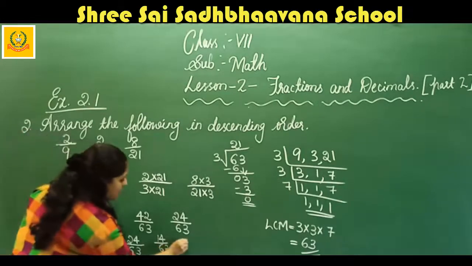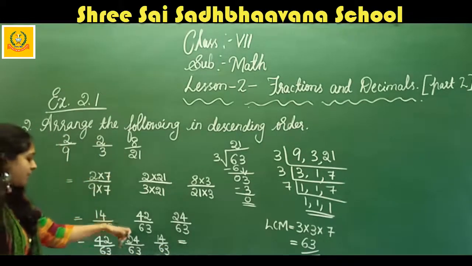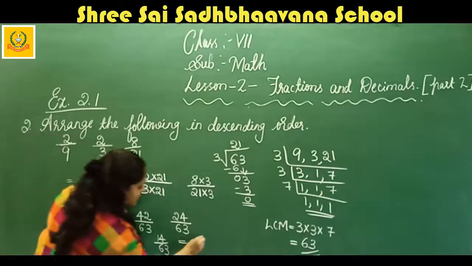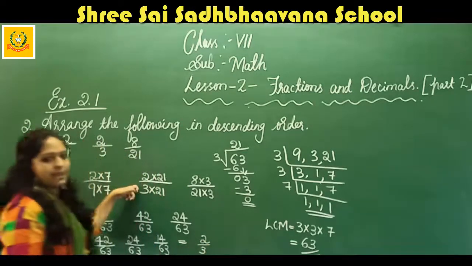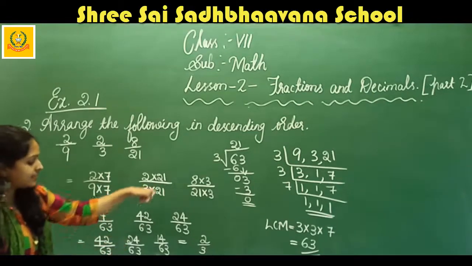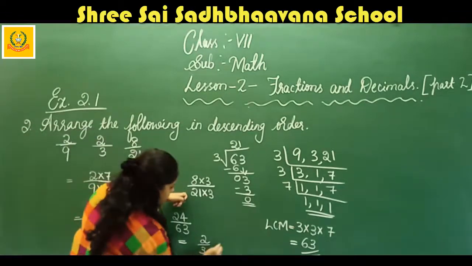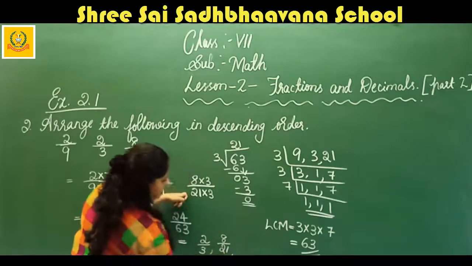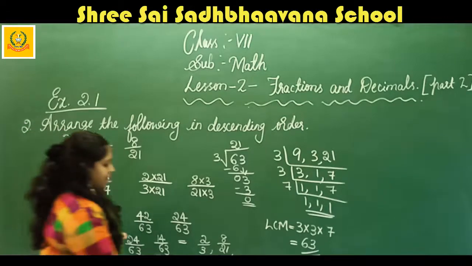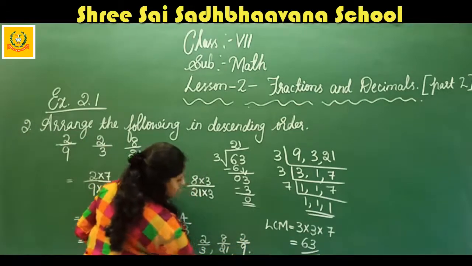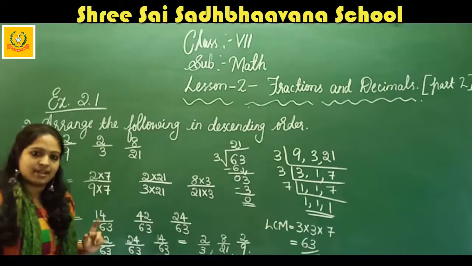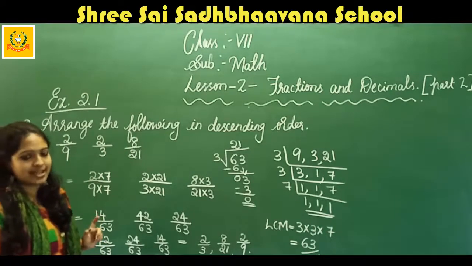But now we have to write the original fraction. Original fraction, 42 by 63, which is nothing but 2 by 3 is the original fraction. So that comes first, 2 by 3. Then 24 by 63, that's nothing but 8 by 21 is the next fraction. And finally, 14 by 63, that is nothing but 2 by 9. This is the answer. Understood, children? How to arrange in descending order? I hope you understood. So, shall we move on to the next question then?